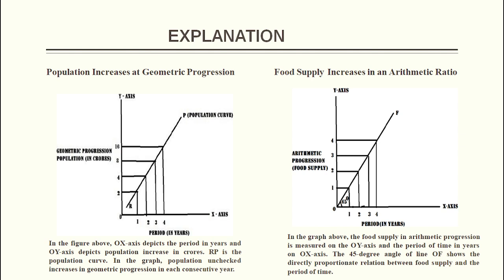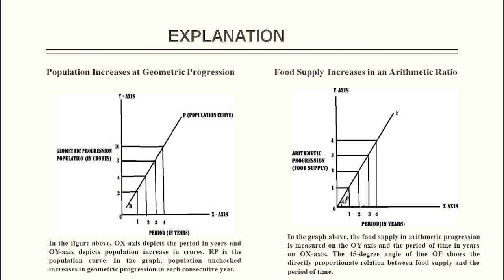So in the graph above, in panel B of the figure, we can see that the food supply or subsistence is increasing in arithmetic progression as the number of years passes by. And the 45-degree line OF, shown in panel B of the figure, shows the directly proportionate relationship between food supply and the time period.